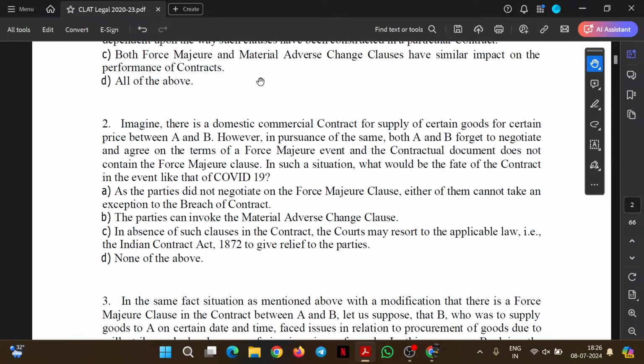Coming to the second question, imagine there is a domestic commercial contract for supply of certain goods for certain price between A and B. However, in pursuance of the same, both A and B forget to negotiate and agree on terms of force majeure event, and the contractual documents do not contain the force majeure clause. In such a situation, what would be the fate of the contract in events like that of COVID-19?